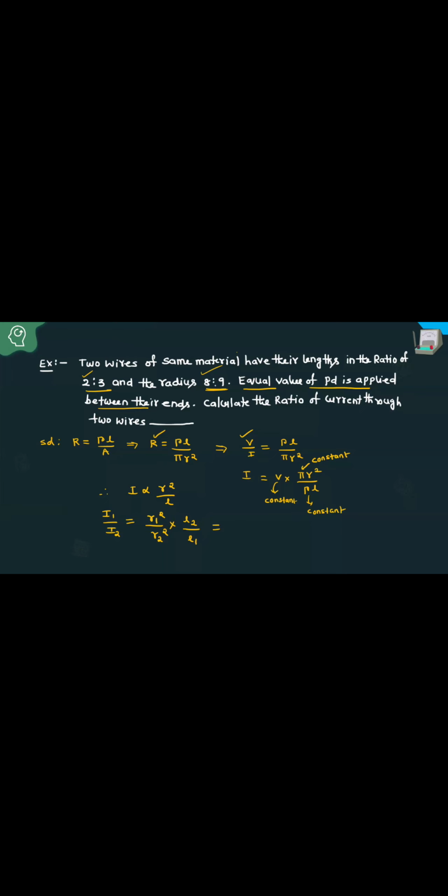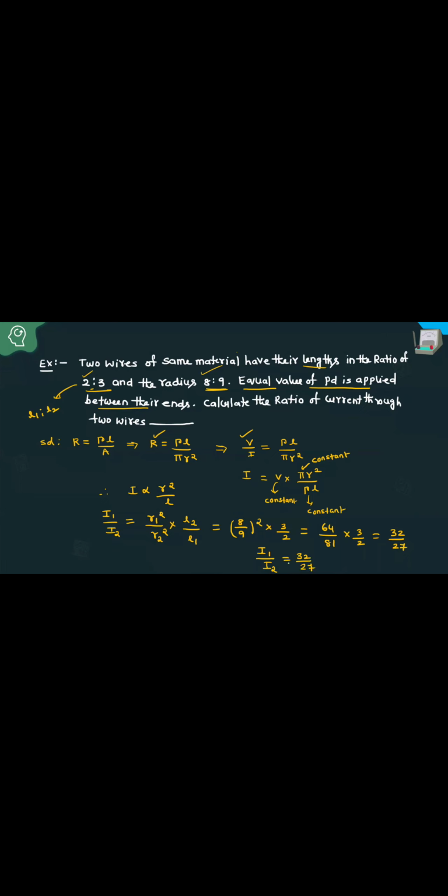The radius ratio is 8:9, so 8 by 9 whole square. The length ratio is 2:3, that is L1 is to L2, but here you have to write L2 by L1, that's why 3 by 2. Then we simplify: 64 by 81 into 3 by 2, that is 32 by 27. Therefore, the ratio of the currents I1 by I2 equals 32 by 27.